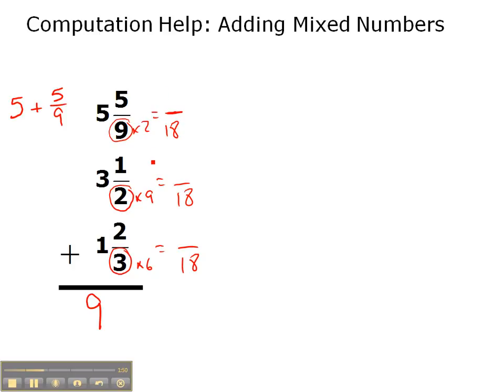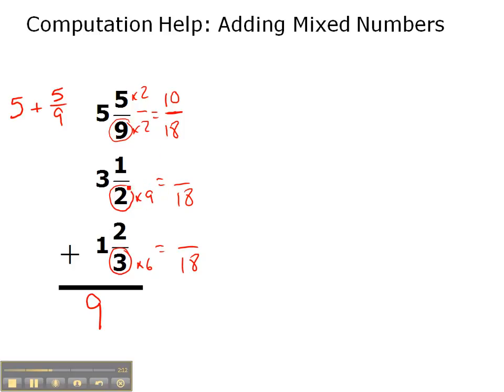If I multiply my denominator times 2, I have to multiply my numerator times 2. 5 times 2 is 10. The reason we have to do that is because multiplying by 2 over 2 is the same as multiplying by 1. And if you multiply any number times 1, you haven't changed its value. That's why it's valid to do that, and that's why we have to do it that way.